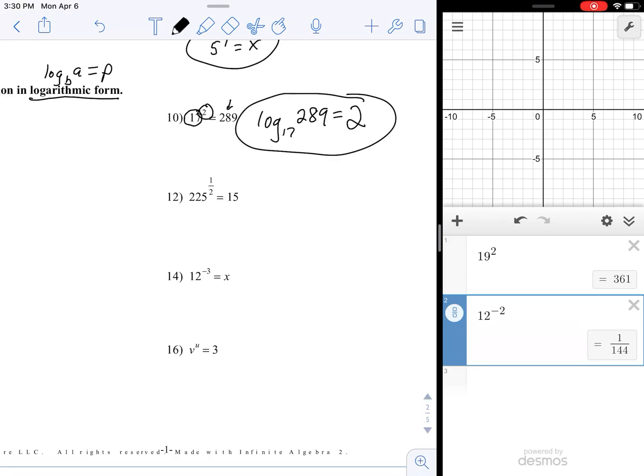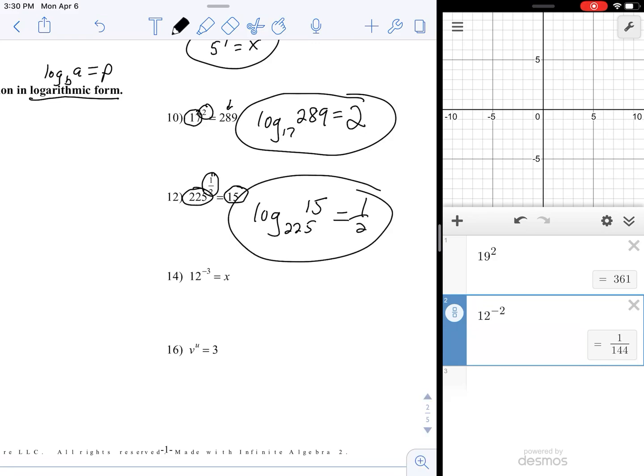And that is it. Number 12, log. The base is 225, so you put down 225. The answer is 15, so the argument, or the big number in the logarithm, is 15. And then the power up here, 1/2, goes on the other side of the equal sign.